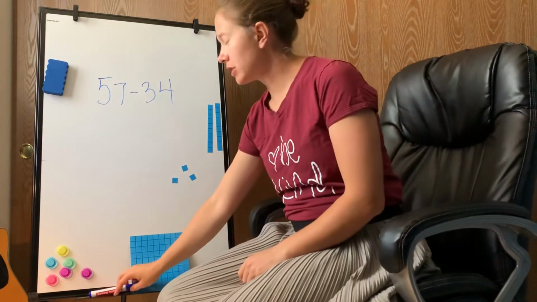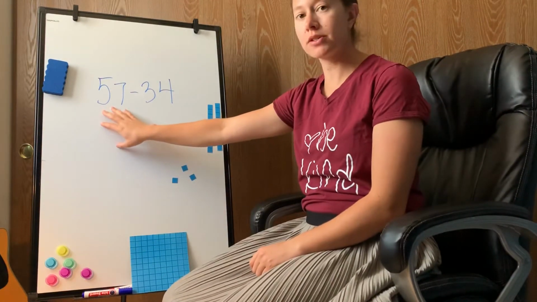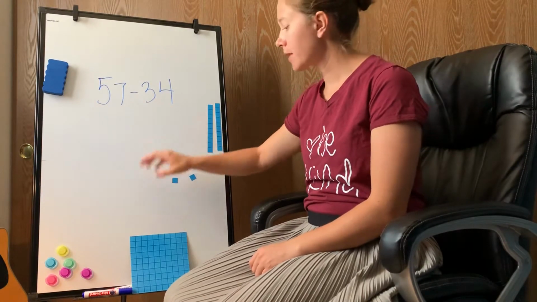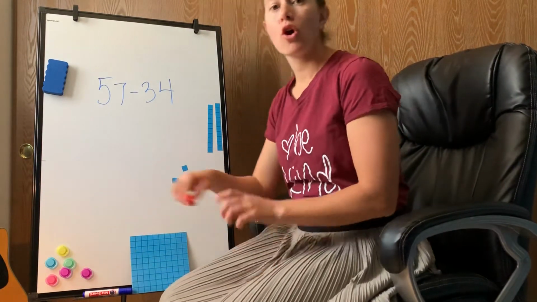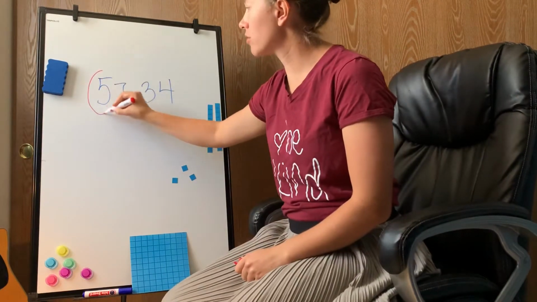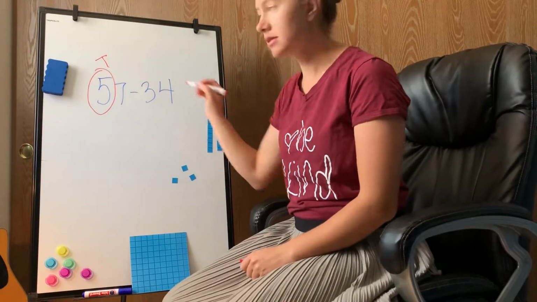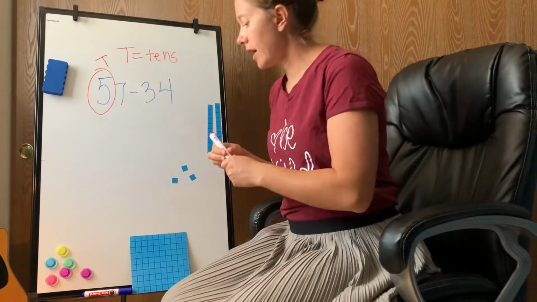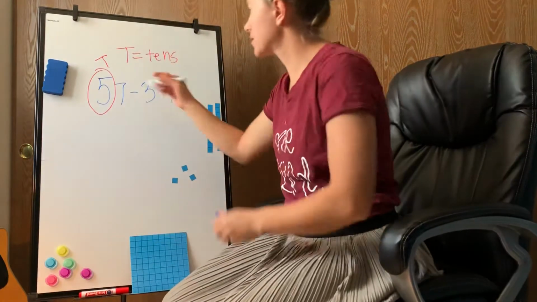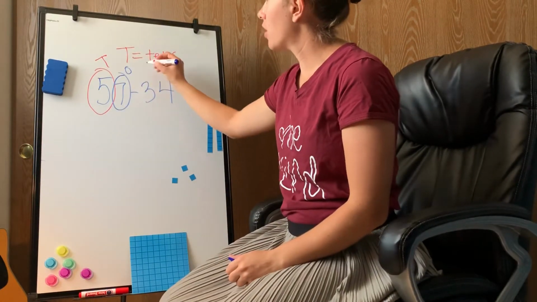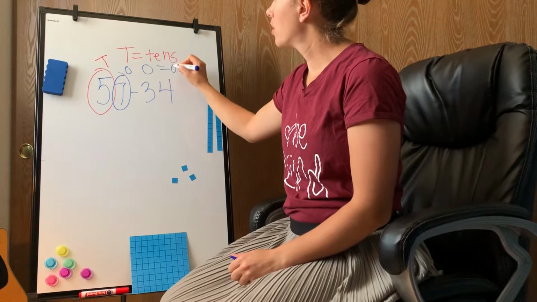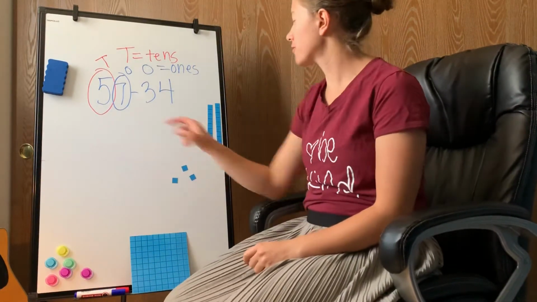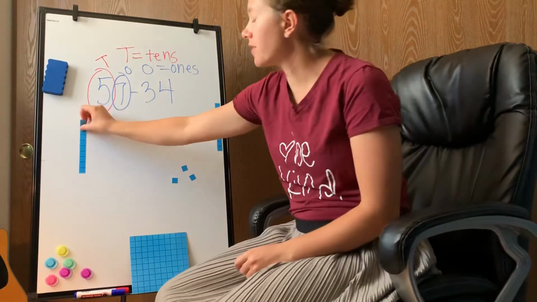With subtraction, we only make the first number, and then we take away from this first number the second number. If we get confused with place value, we can circle the 5 and label it T for tens, and circle the ones place and label it O for ones. So I'm going to make my first number, which is 5 tens.